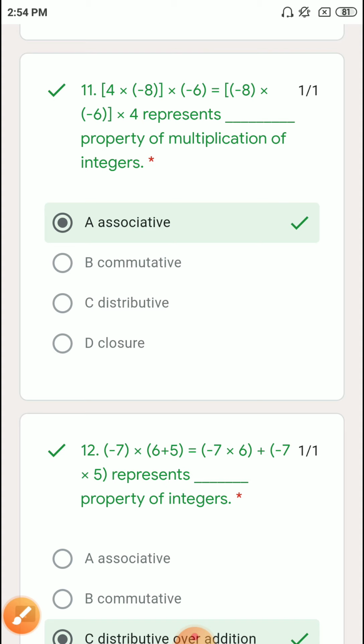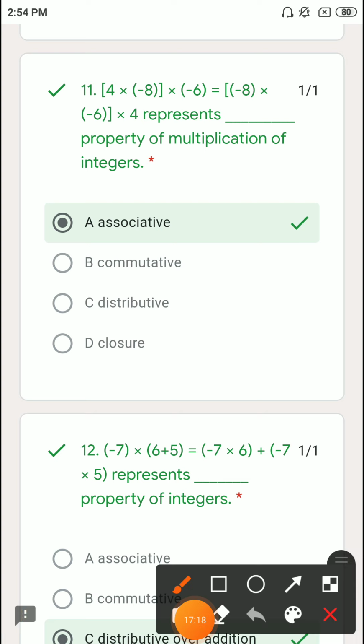And here three numbers are given to you. Okay, so in multiplication we know that if we multiply in any order, whatever numbers we have, we get the same answer, right? If two numbers are there and there is only a change in order, then it is called the commutative property. But if three numbers are there and the order is changed, then it is the associative property. Okay, for three numbers associative property, for two numbers commutative property. So here our answer is option A, associative property.